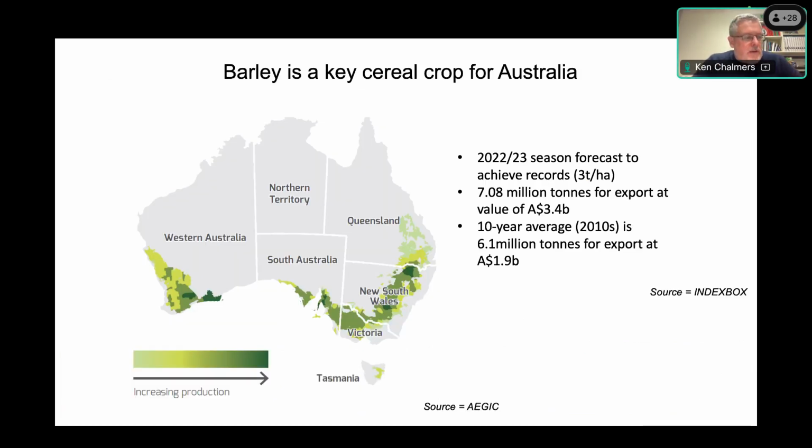Now, our interest in barley is because it's one of the most important cereal crops in Australia. It's grown in almost all of the major states within Australia, except for the Northern Territory. We don't really get very high yields. Usually we get about 3 tons per hectare, but we have very large land masses. And we produced 7 million tons for export at a value of about 3.4 billion Australian dollars. And that's up on the 10-year average from the 2010s, which is roughly about 6 million tons.